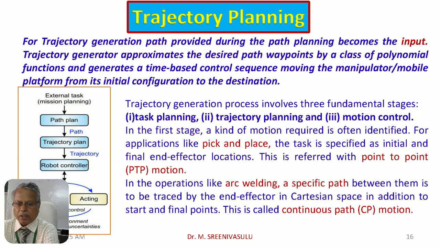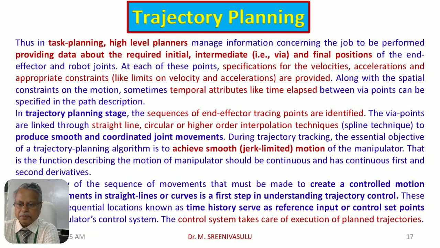And of course, a few examples like arc welding and a specific path have been shown. Those demand a continuous process, whereas pick and place will demand PTP motion. So from here we conclude that there are two types of motions, and the requirements are different. If you are bothered about pick and place alone, you look for PTP. If you are bothered about arc welding or something like that, it needs continuous motion. That's why a continuous path is required.